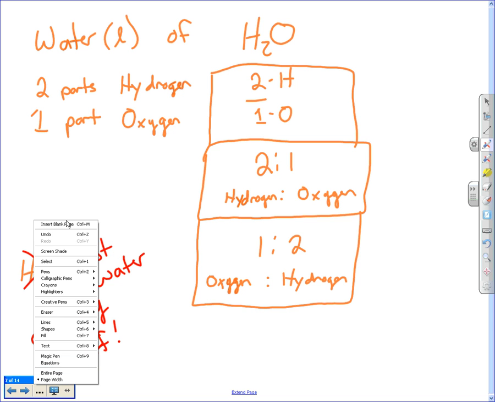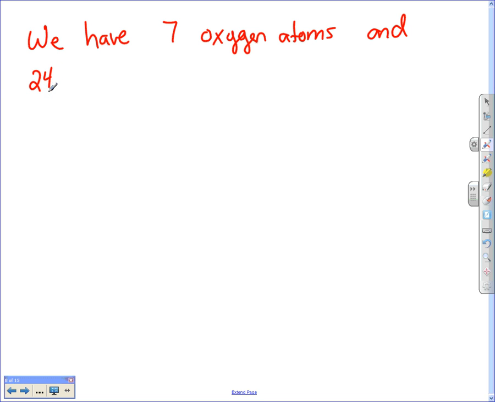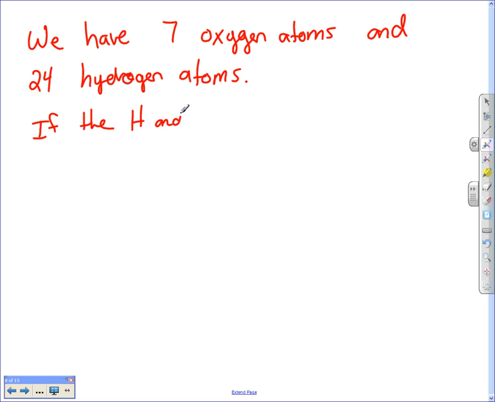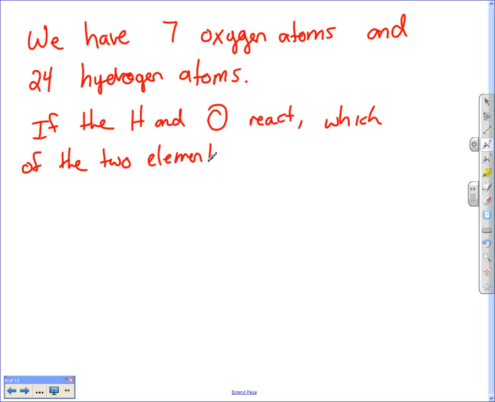Let's take this a step further and look at an example problem. Let us say that we have 7 oxygen atoms and 24 hydrogen atoms. My question is, if this were to react, which of the two elements will be left over?